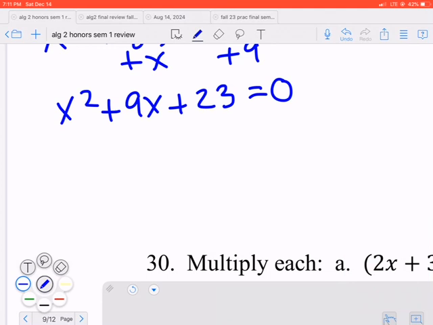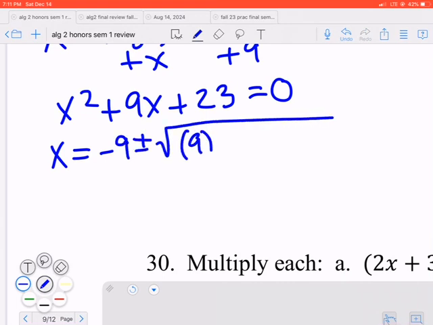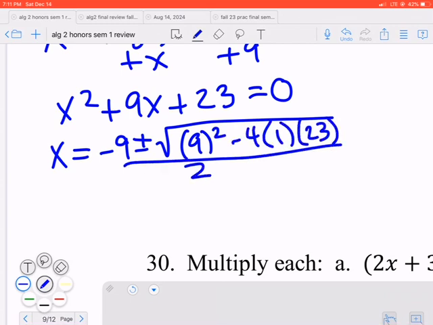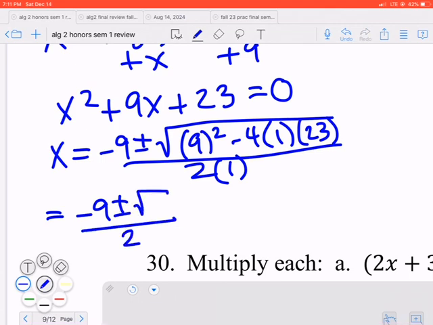We already know it's not factoring. Nothing times nothing is 23 that adds to 9. So quadratic formula. I could complete the square, but 9 is an odd number, and I don't want to cut it in half and then square it. So I don't want to complete the square. Negative b plus or minus the square root of b squared minus 4 times a times c all over 2a. So that would be negative 9 plus or minus the radical over 2.